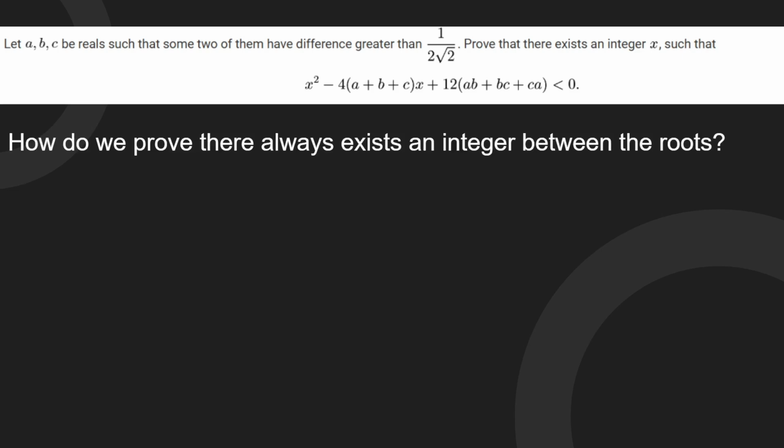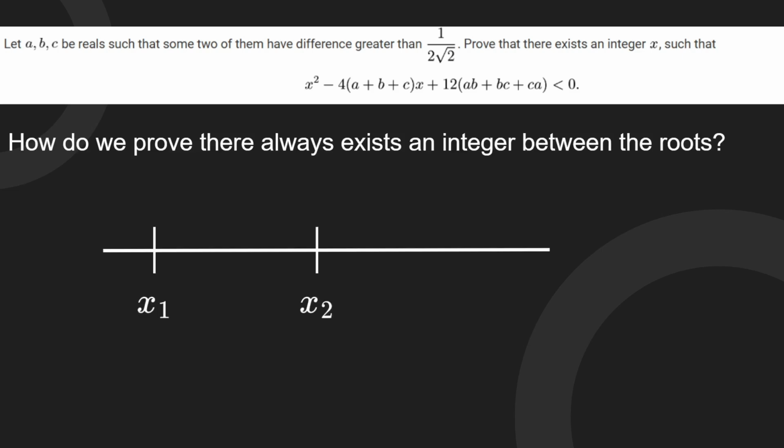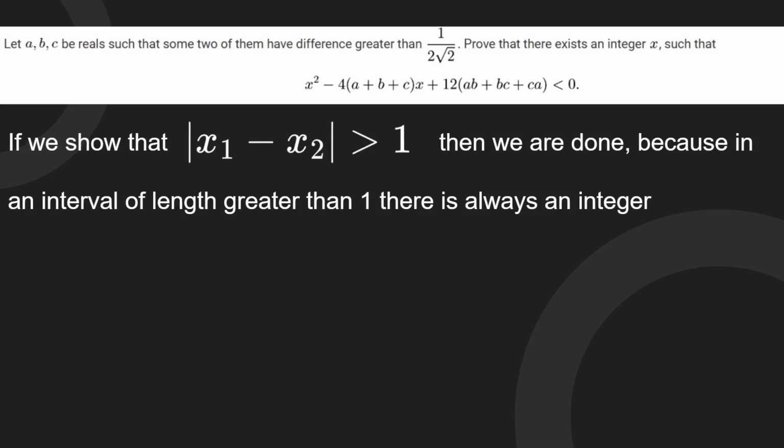Now, how do we prove that there always exists an integer between the roots? Let's visualize it for a moment. Let's add x1 and x2 on a line of real numbers. If x1 and x2 are very close, then it's very unlikely that there exists an integer in there. But if x1 and x2 are very far apart, then there always must be an integer in between. How far apart is that? If we prove that the distance of x1 and x2 is greater than 1, then we are done, because in an interval of length greater than 1, there is always an integer.